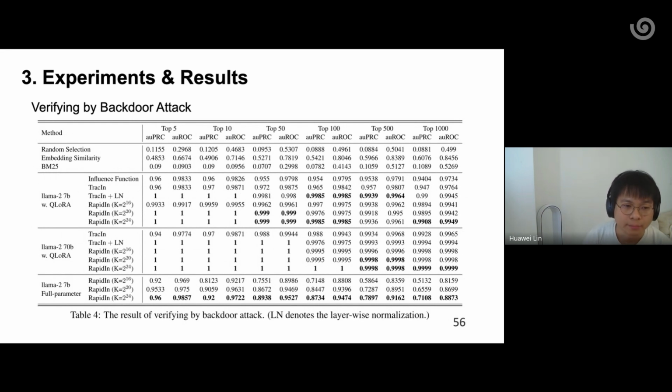We didn't report the influence function on Llama 2 70 billion with QLoRA because the influence function ran into an out of memory issue, and we don't report the baselines in the full parameter setting because they both have out of memory issues.